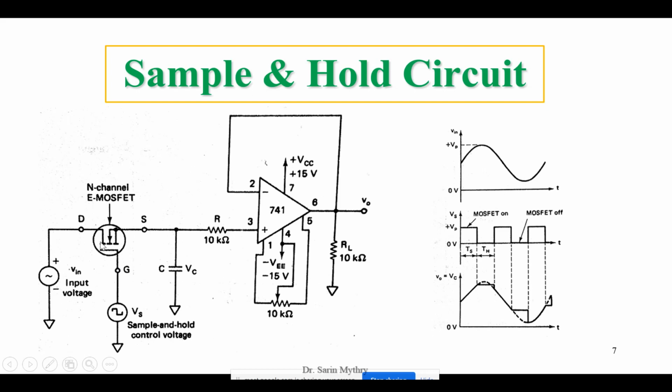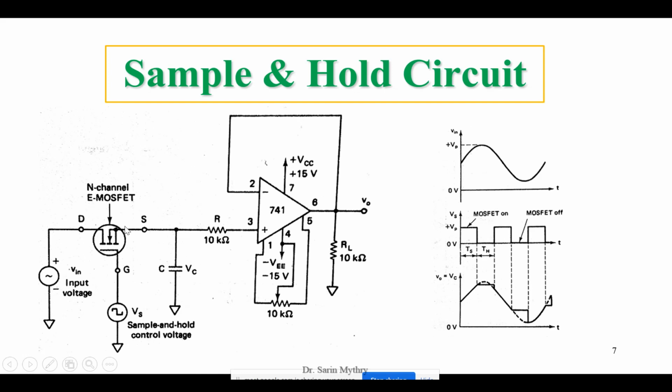Turning on means what? That's why we have given some voltage here. This gate voltage is called the sample and hold control voltage. It is used to turn on this E MOSFET. Whenever the MOSFET is turned on, depending upon the gate voltage, the channel is formed. Whenever the channel is formed, we can pass this input signal through the MOSFET to the op amp.